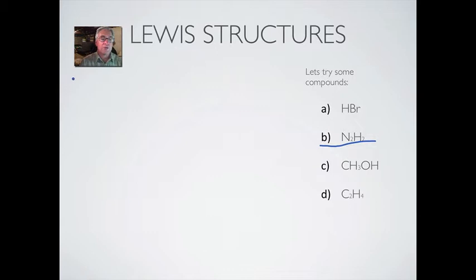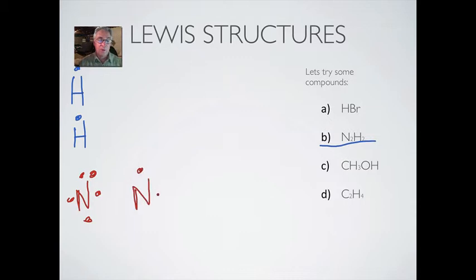Let's do our hydrogens first. Just like that, 1 and 2, just like that. And then let's go ahead and do our nitrogens. We have 1 nitrogen right here, and again, it's 1, 2, 3, 4, 5. Remember, it's in the 5th group, so it has 5 electrons in the outer valence. Let's try the other nitrogen. 1, 2, 3, 4, 5.